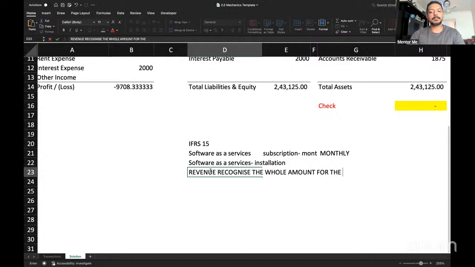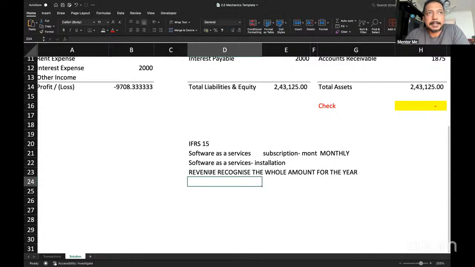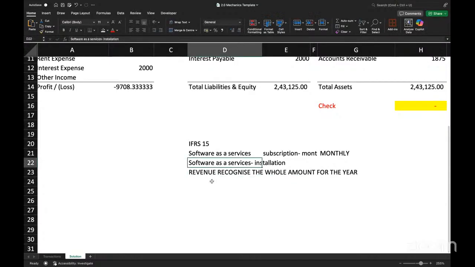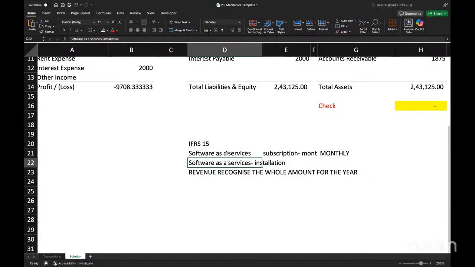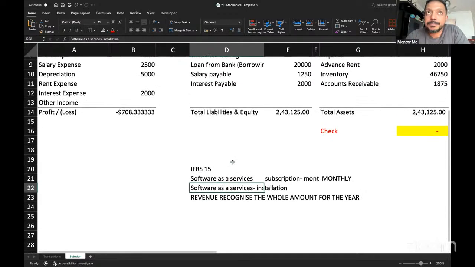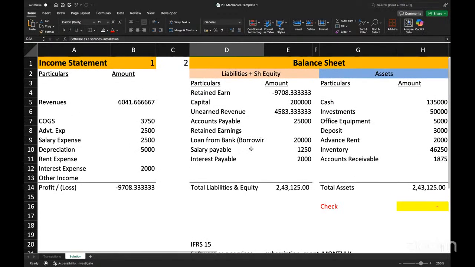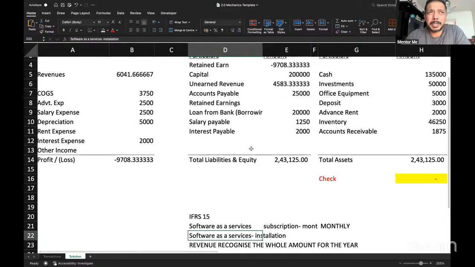amount for the year. So for example, if it is Tally, Tally can be installed. And if you're paying, let's say, 15,000 for the Tally software, then Tally can recognize the entire revenue. But Zoho, if it is giving it as a subscription, can only recognize that monthly subscription amount. Okay? Understood? There are many more examples you can take.